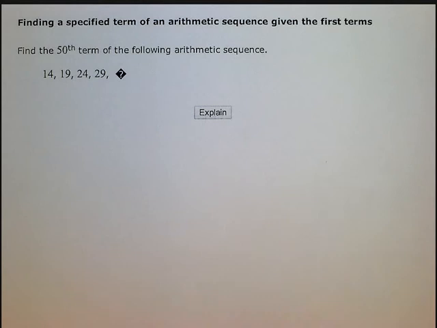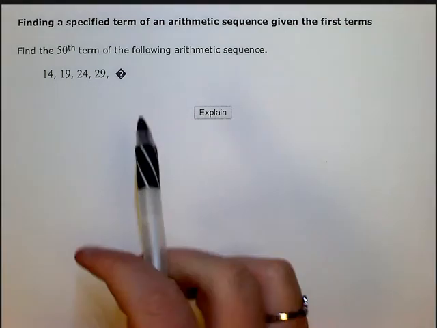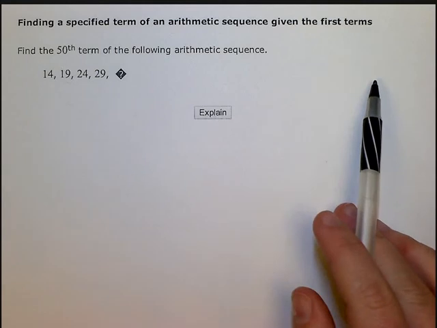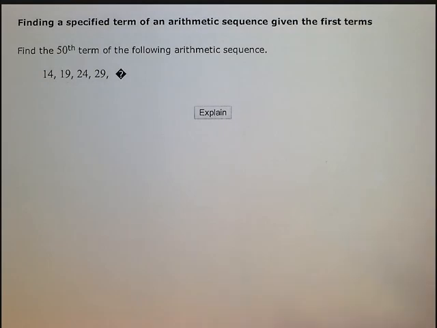Finding a specified term of an arithmetic sequence given the first terms. Find the 50th term of the following arithmetic sequence. Okay, so we're given a sequence, and they give us the first 4 terms, and they want us to be able to jump and tell them what the 50th term is going to be. So let's look at this arithmetic sequence.